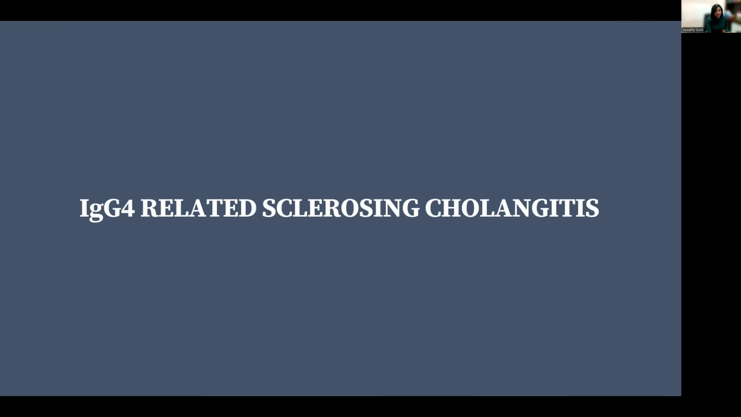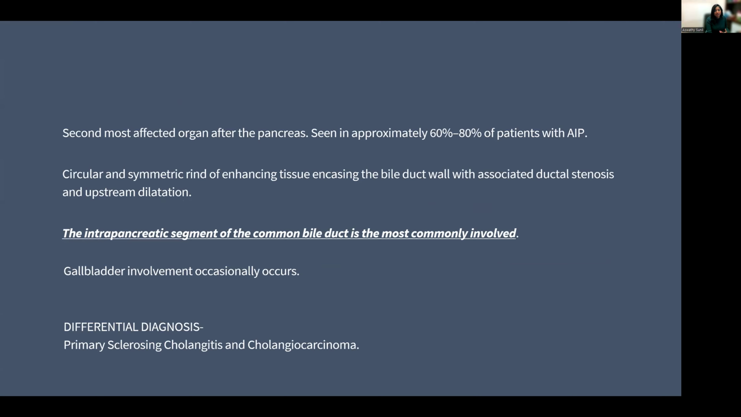Next is IgG4-related sclerosing cholangitis. This is the second most commonly affected organ after pancreas, and it can be seen in up to 60 to 80% of patients with autoimmune pancreatitis.